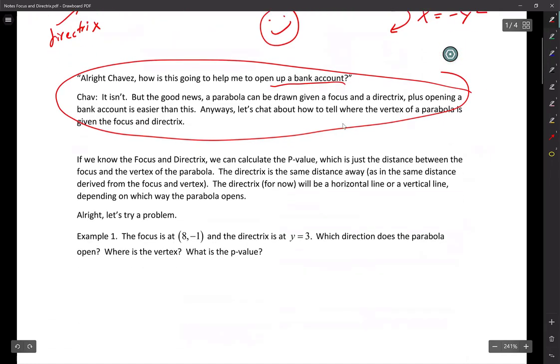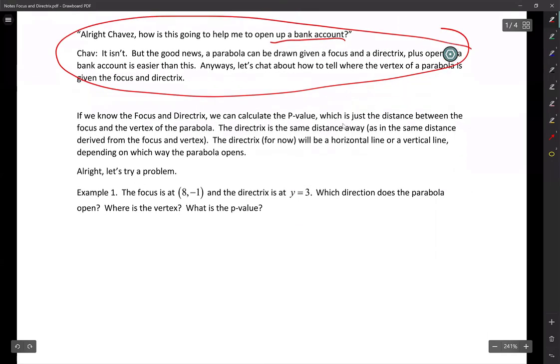All right, so now let's start talking about stuff. It says here, we know the focus and directrix, we can calculate the p-value. And you're like, Travis, I have no idea. What is the p-value? UT Austin calls it the c-value. Different universities call it different things. Let me tell you what the p-value is.